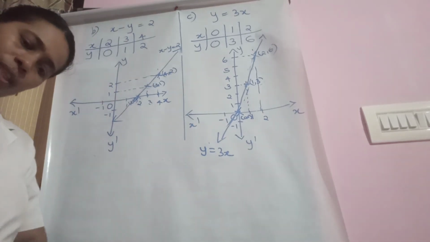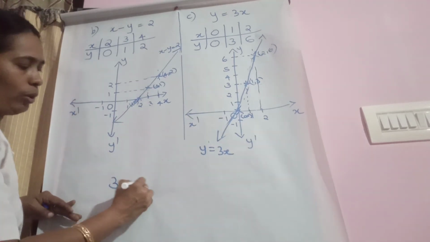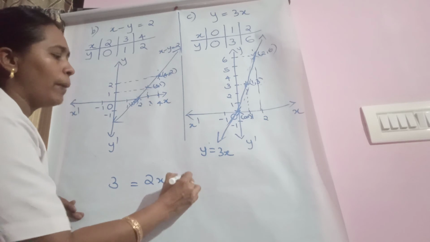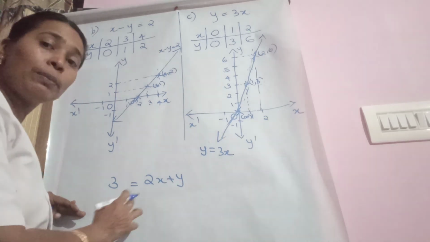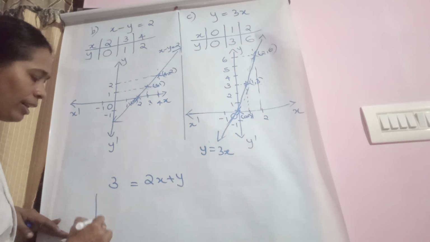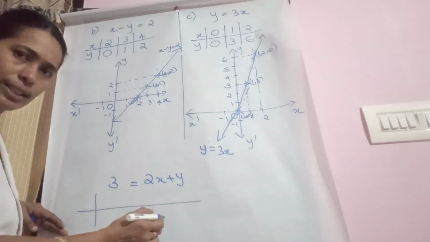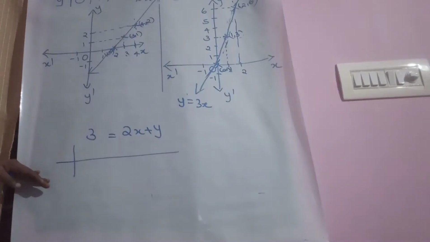Our last question is: 3 equal to 2x plus y. 2x plus y equal to what? 3 is given. So teacher will give you the solution table, and the remaining things you have to answer yourself. Let us see what are the possible solutions.